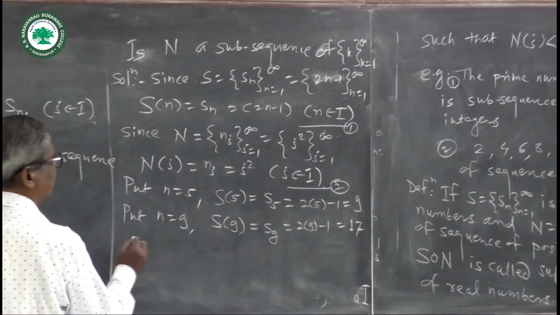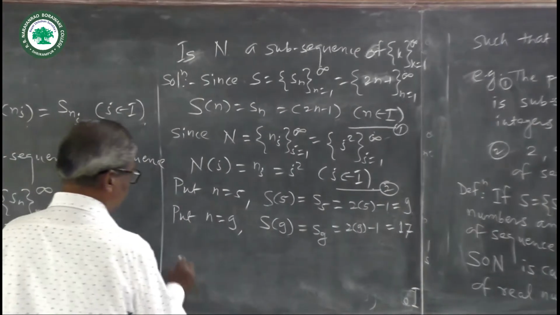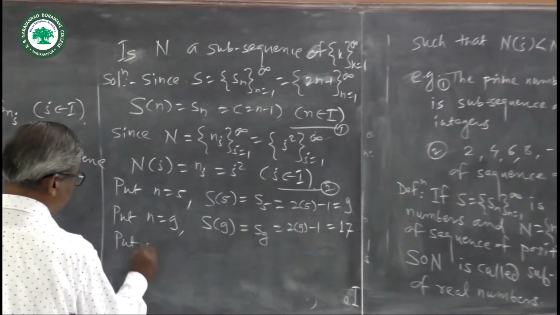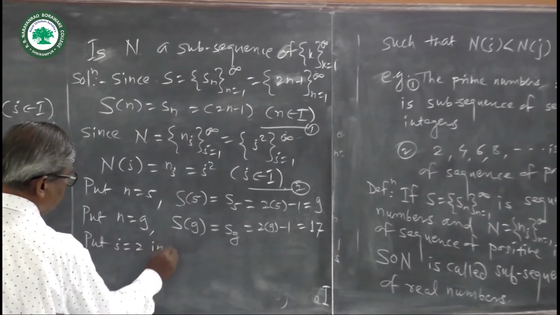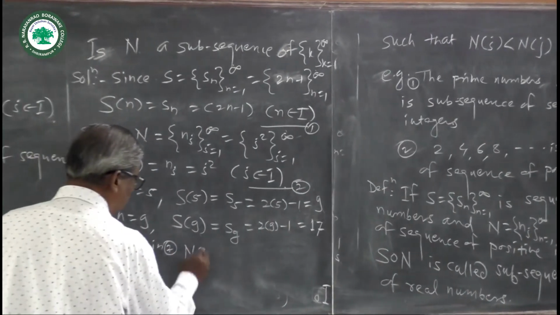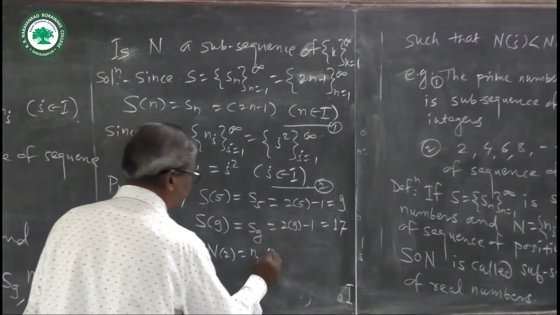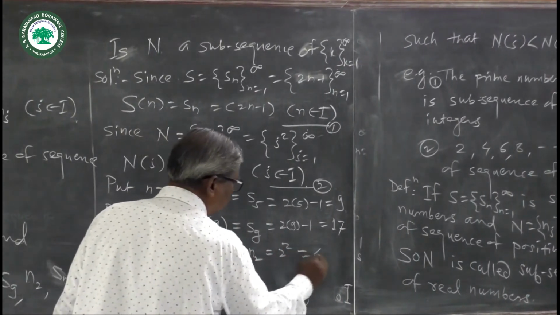Again put I is equal to 2. Capital N operates on 2 is equal to small n suffix 2 is equal to 2 square, which is equal to 4.